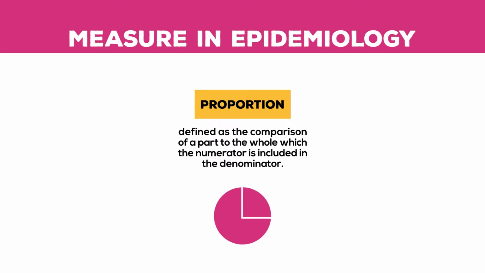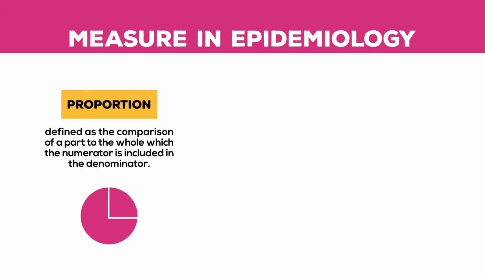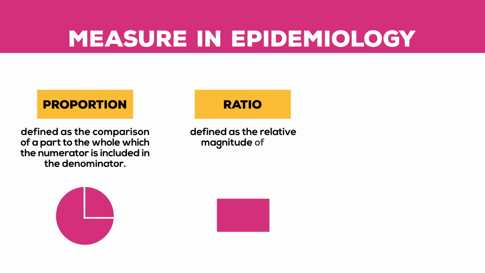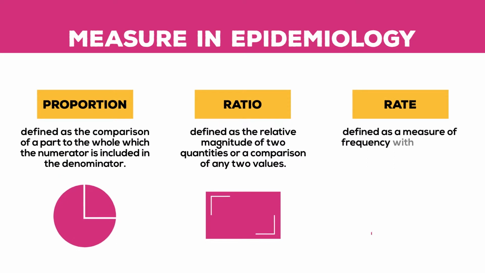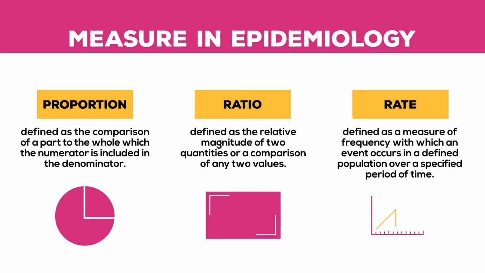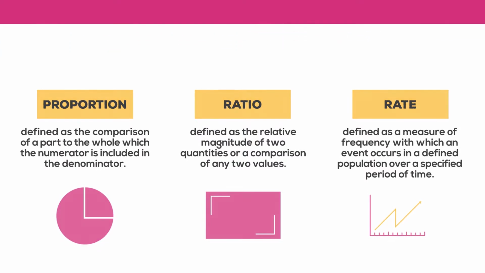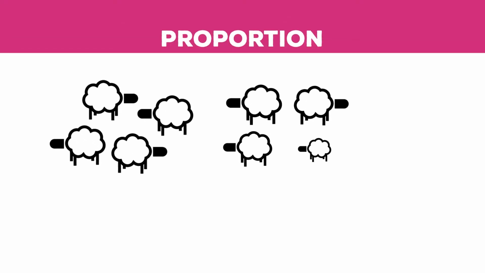Proportion is defined as the comparison of a part to the whole, in which the numerator is included in the denominator. Ratio is defined as the relative magnitude of two quantities, or a comparison of any two values. Rate is defined as a measure of frequency with which an event occurs in a defined population over a specified period of time.